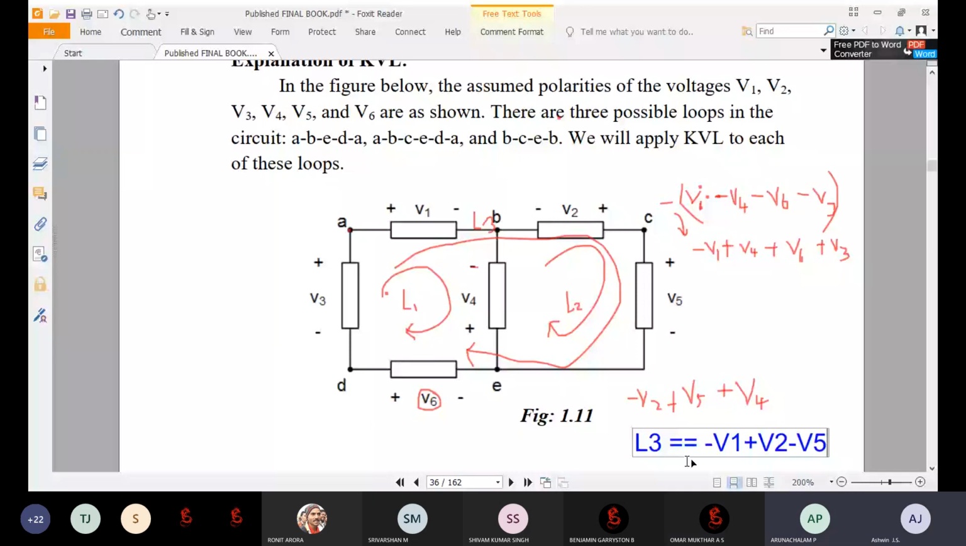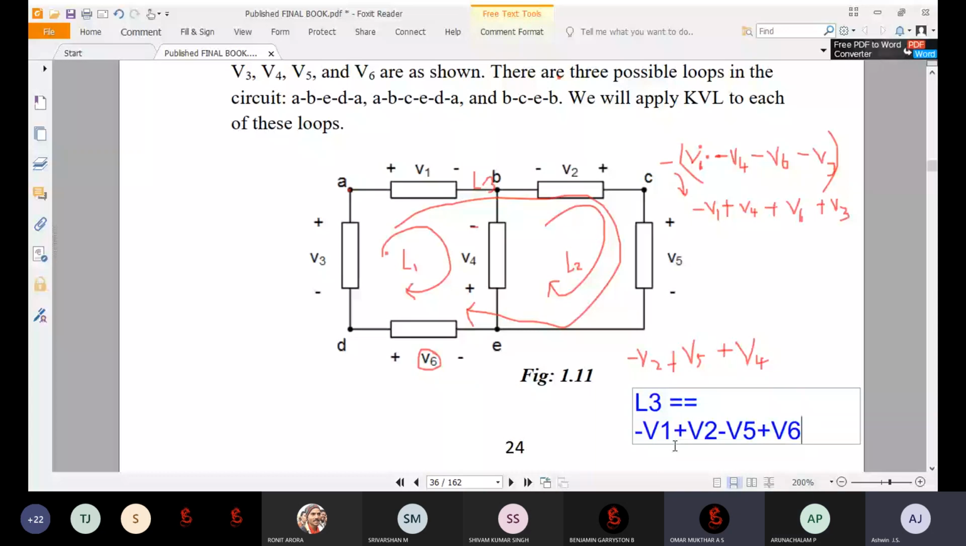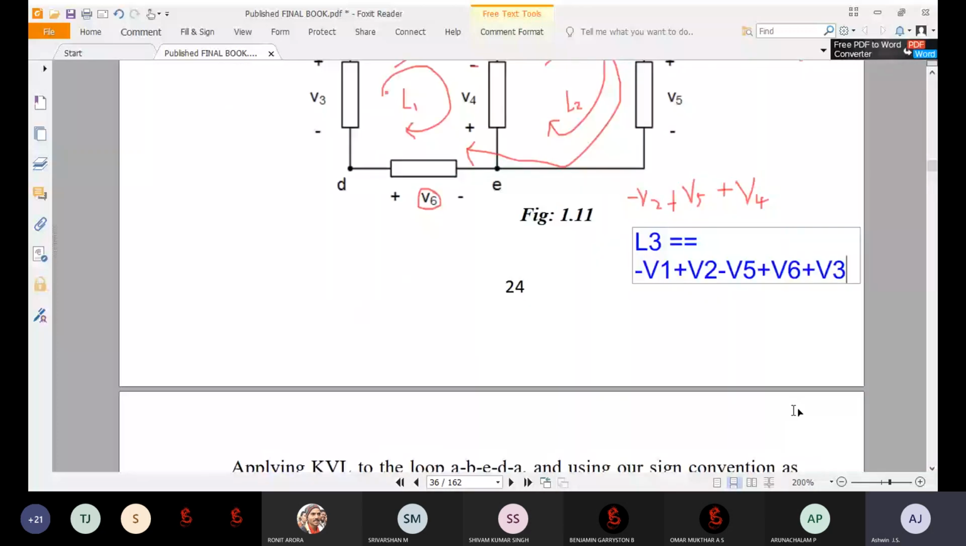Okay, and then plus V6. V6 positive, sir. Next to V3 also positive only, sir. So this V3 equation, V3 is equal to 0. I can make each and every equation equal to 0. So this is the thing.